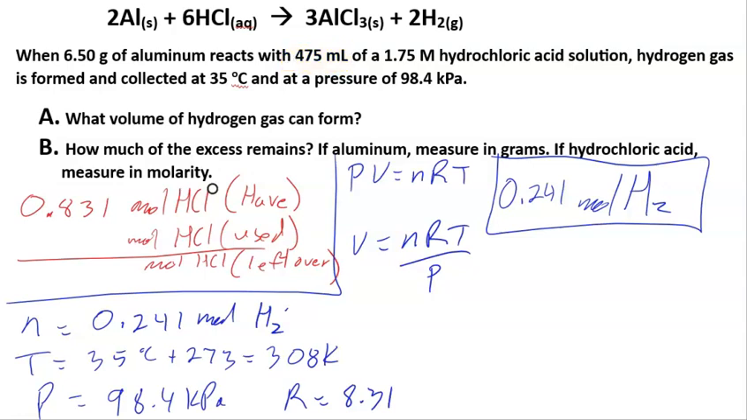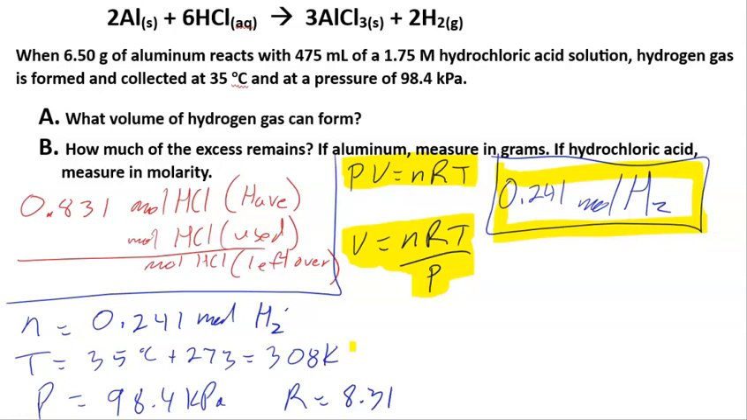In the blue, I've set up my equation. I started off with the ideal gas law right here, and then I rearranged it. So I'm solving for what I want to solve for. I'm solving for volume. That's what dictates it. N is moles, which is what we have right here. This is the maximum amount of hydrogen gas it can form.